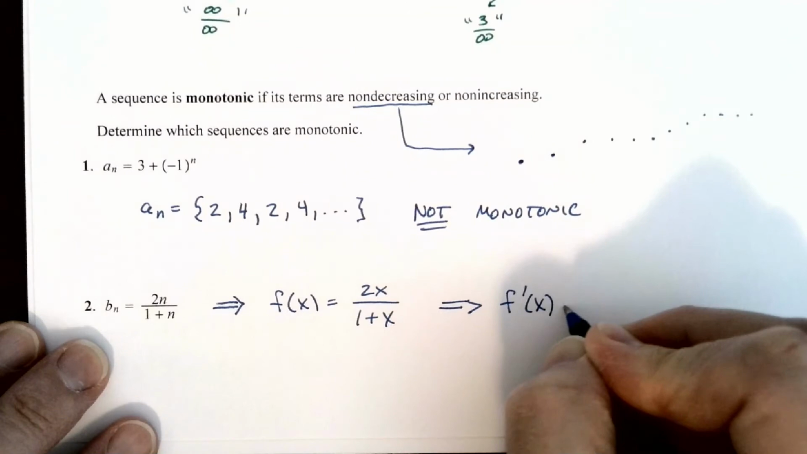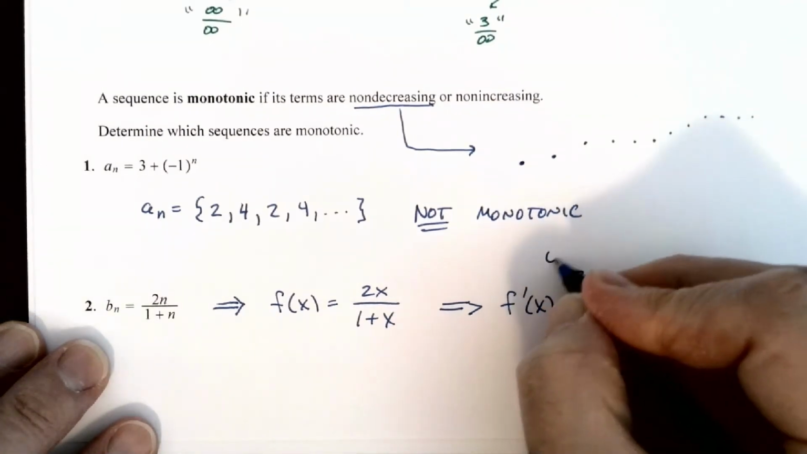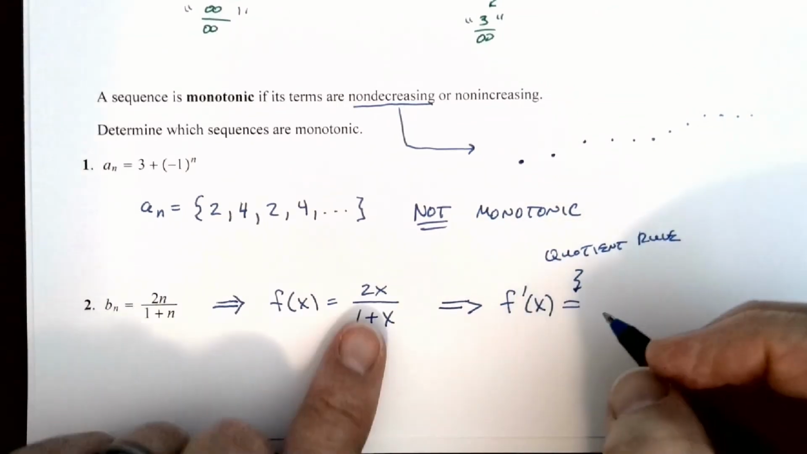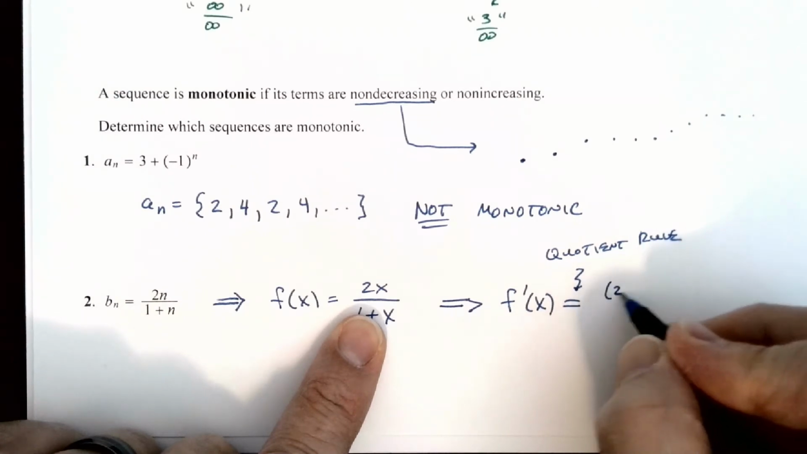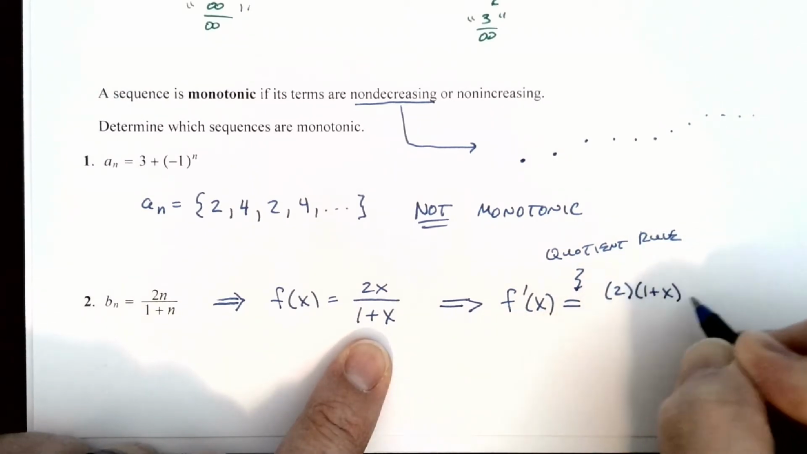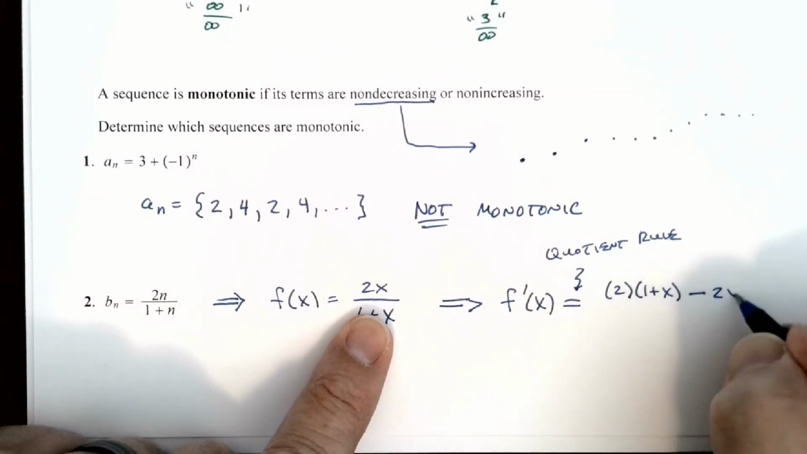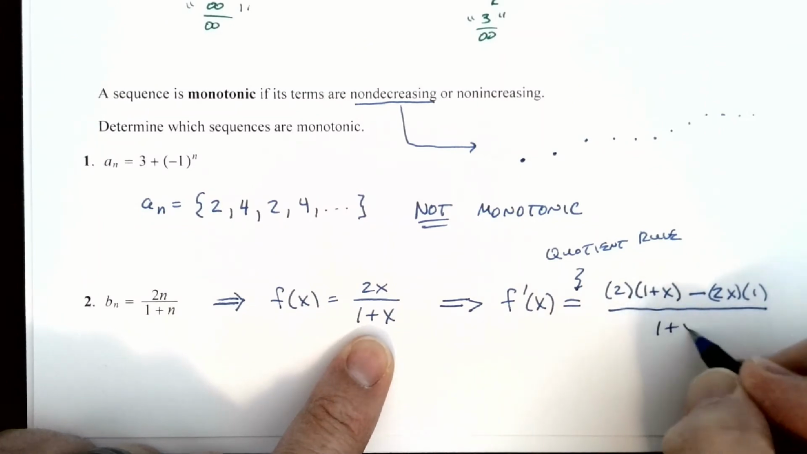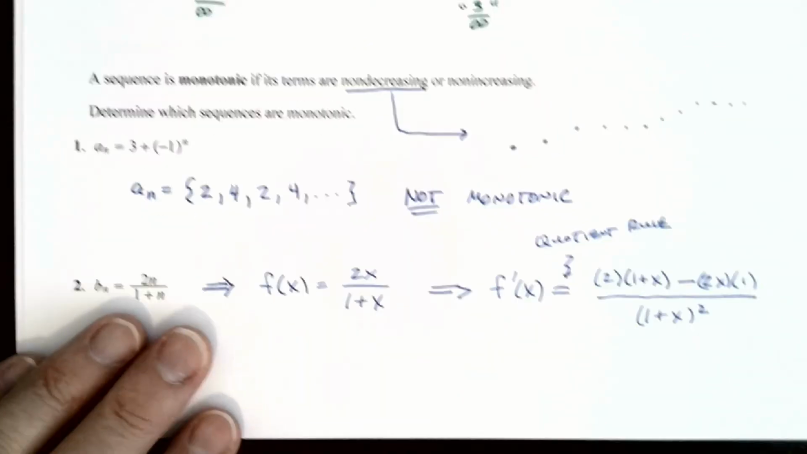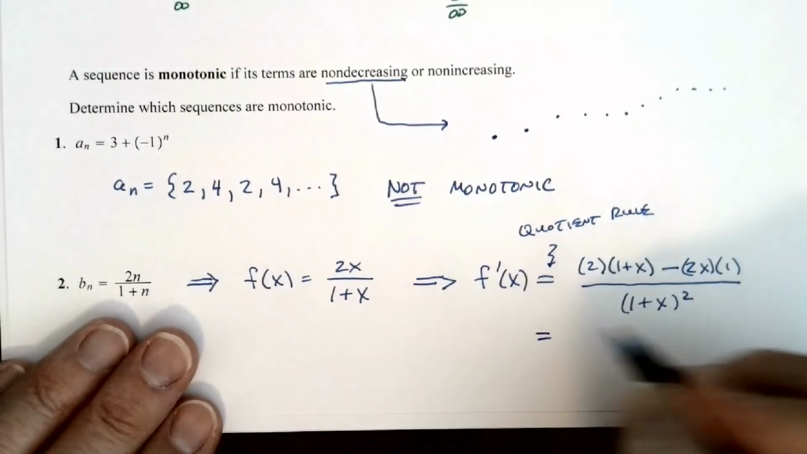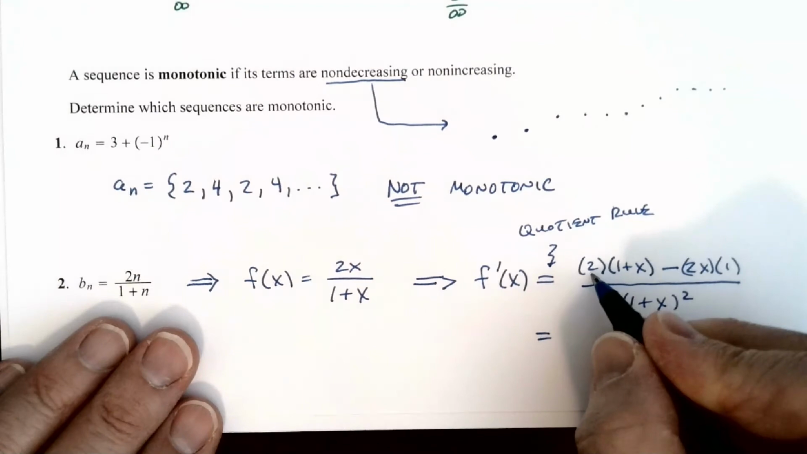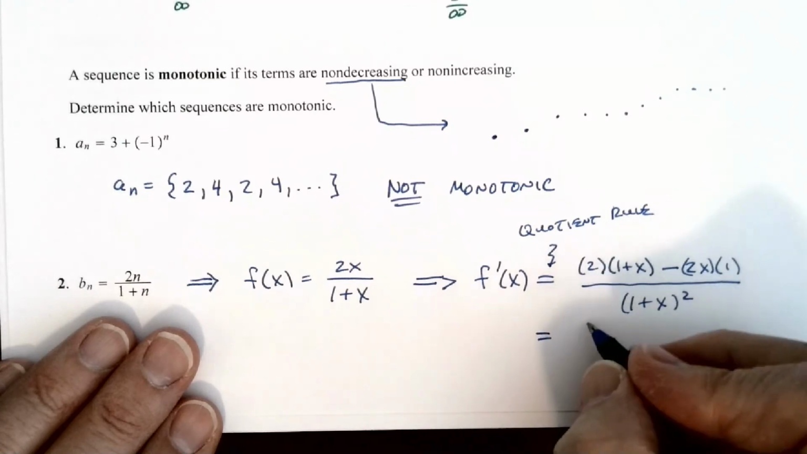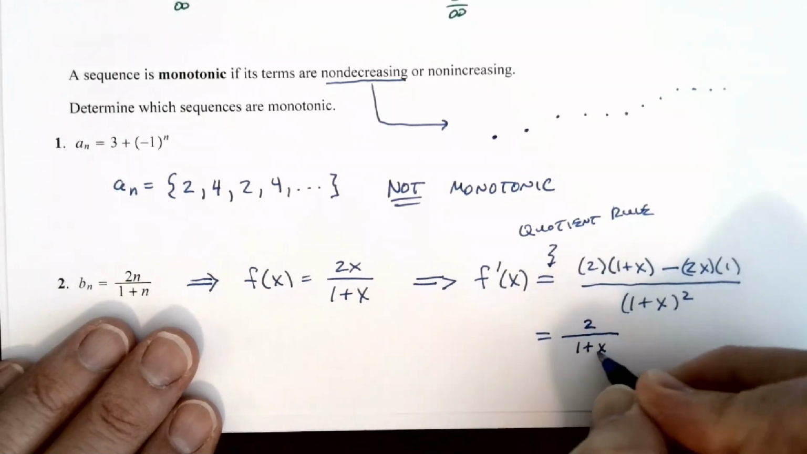If I take the derivative of this function using what rule? Quotient rule. Right? What do we get here? The derivative of the top is what? 2 times the bottom minus the top times the derivative of the bottom, which is just 1, all over the bottom squared. If I clean this up a little bit, what do I get? Distributing the 2, I get 2 plus 2x and then minus 2x. Well, the 2x minus 2x is gone. I'm just left with 2 up top divided by 1 plus x quantity squared.